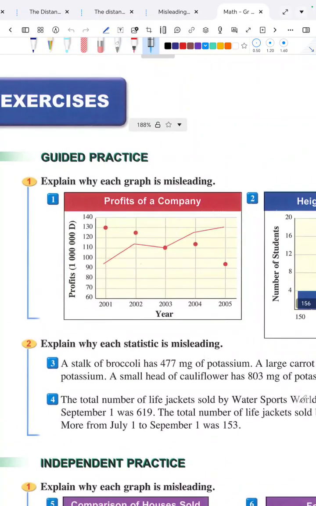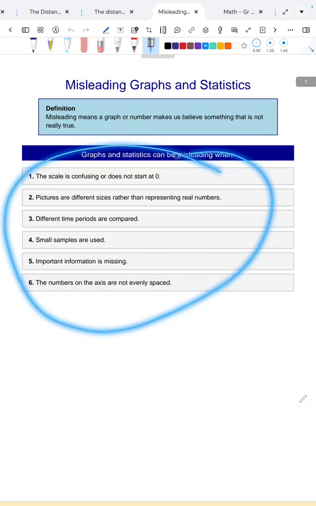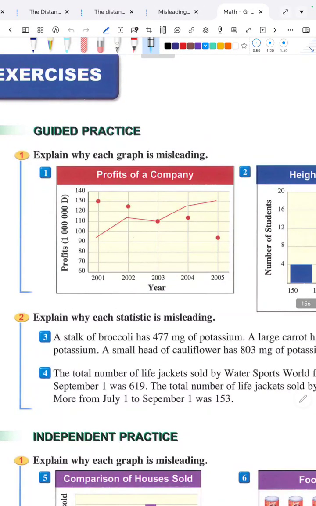Again, so here's the reason of some misleading. You have to know what's the reason, then write the reason. Ask 3 questions to yourself. Does the y-axis start at 0? As you can see, no. So what's the reason? The reason is the horizontal scale or the graph does not start at 0.